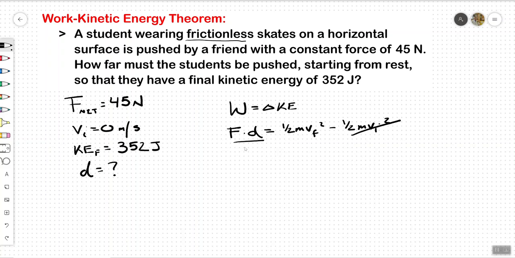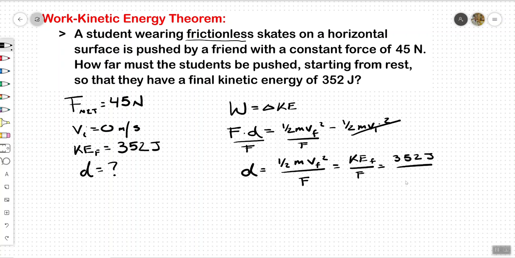So if I'm looking for distance, I can just divide both sides by force here. And displacement is going to equal 1/2 mass times velocity final squared divided by force. Well, I don't have velocity, and I actually don't even need to find it, because this 1/2 mass velocity squared is the same as saying kinetic energy final. They tell me the kinetic energy final is 352 joules. And so I just divide that by the force upon it. So it would be 352 joules divided by the force that's applied to it, which is 45 newtons.